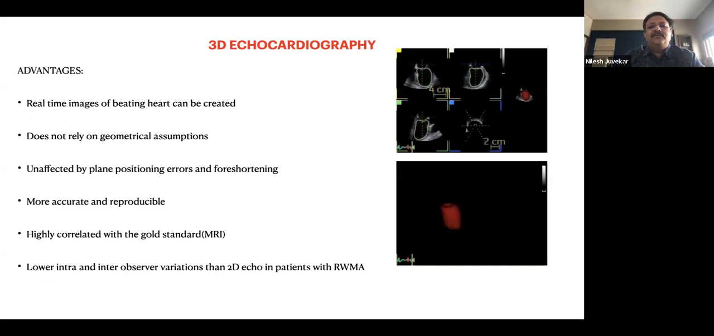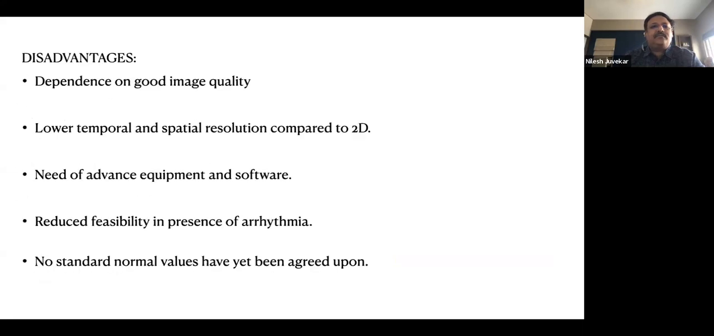Now, the advantage of 3D echo is that real-time images can be created. It does not rely on geometrical assumptions. It is unaffected by plane positioning errors and foreshortening. It is more accurate and reproducible. It correlates highly with the gold standard, that is MRI, and there is lower intra- and inter-observer variation as compared to 2D echo.